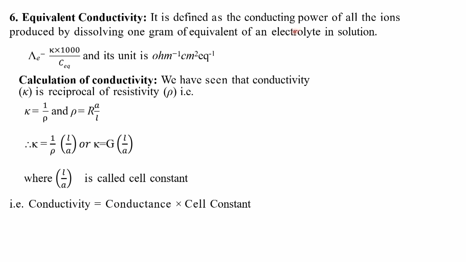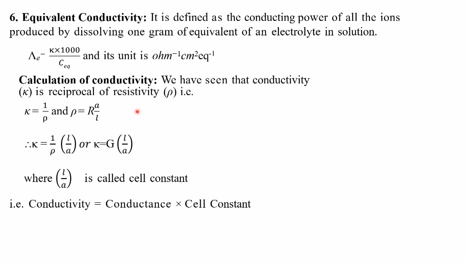Next we discuss equivalent conductivity. It is defined as the conducting power of all the ions produced by dissolving 1 gram equivalent of an electrolyte in solution. This is denoted as lambda C, the capital lambda. So lambda C is kappa times 1000 by C equivalent, and the unit is ohm inverse centimeter square equivalent raised to the -1 per equivalent. So how do we calculate conductivity?